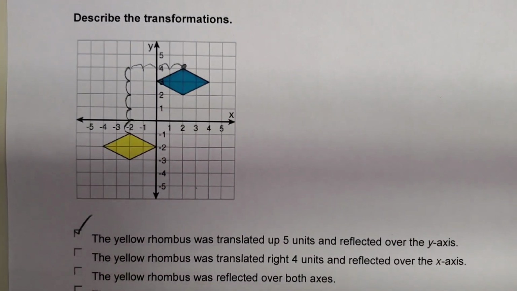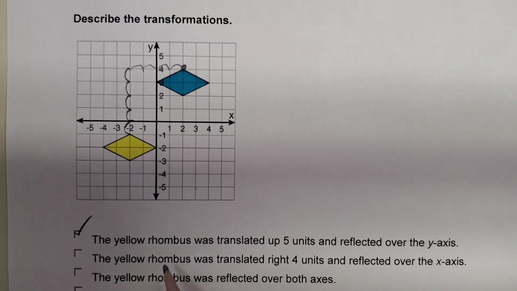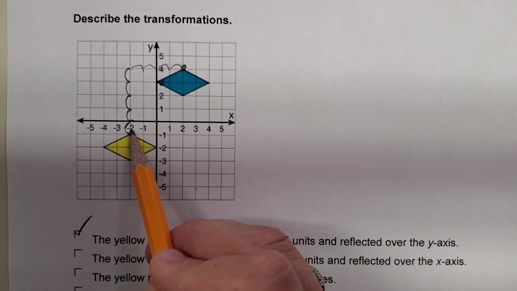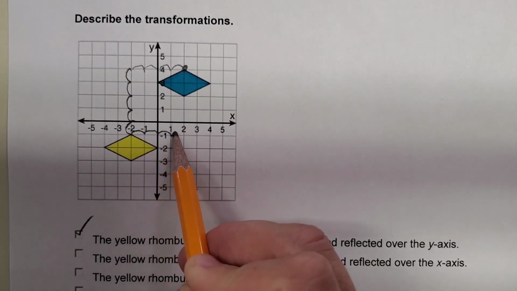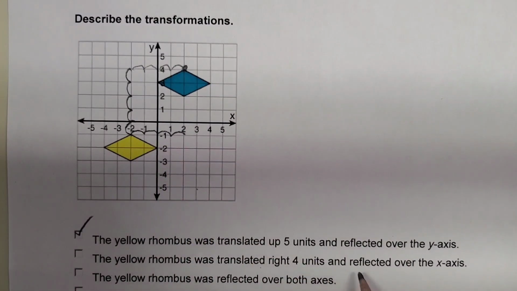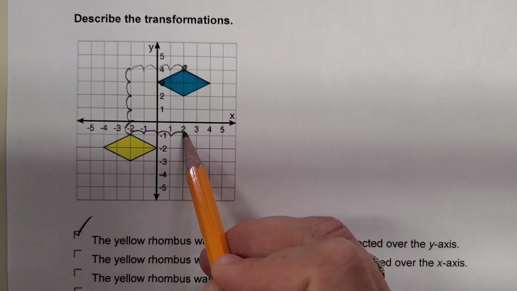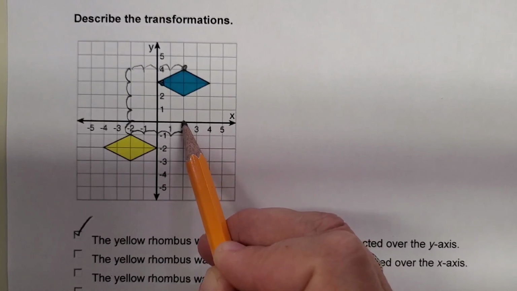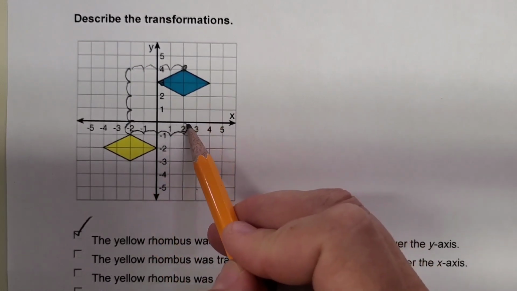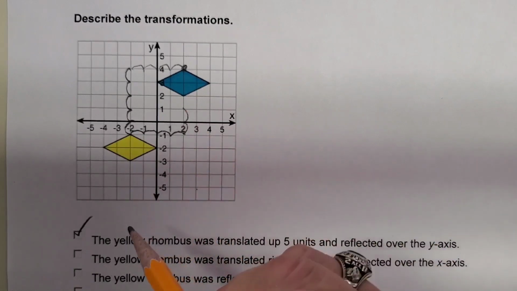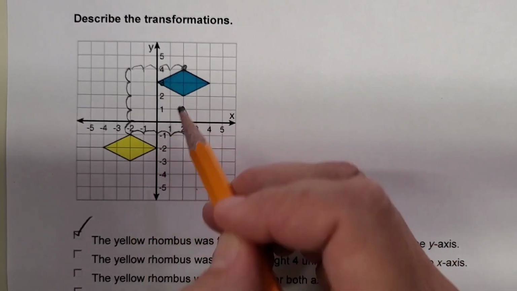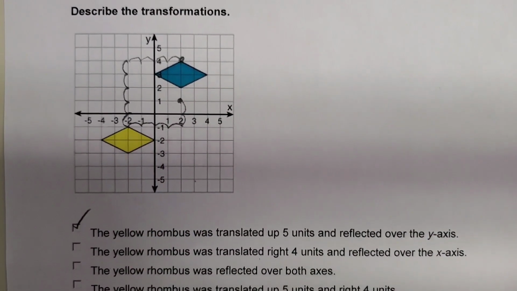It did that. The yellow rhombus was translated right 4 units and reflected over the x-axis. So let's start at the same point and let's translate right 4. 1, 2, 3, 4. And then reflect that over the x-axis. So here we are. We're on a distance of 1 unit from the axis. So we're only going to go up 1 more right here. And no, it doesn't match up there. So it's not that one.